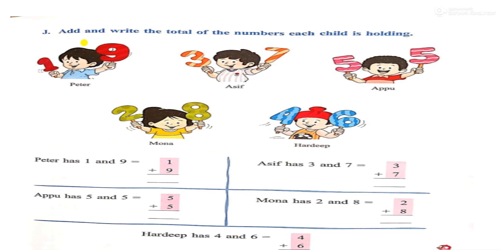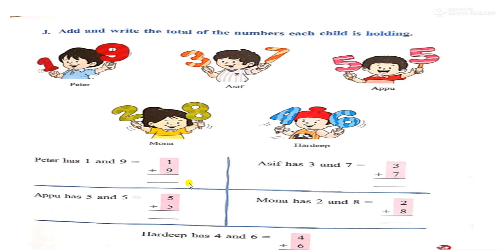Look at the first student. He is Peter. Peter has 2 numbers. Which are the numbers he has? Yes, he has 2 numbers, 1 and 9. Here we have to add the 2 numbers. Peter has 1 and 9, which is 1 plus 9. So we have to add the 2 numbers.